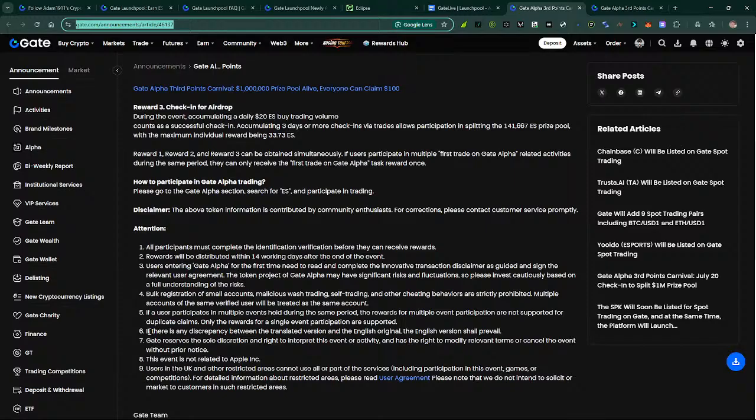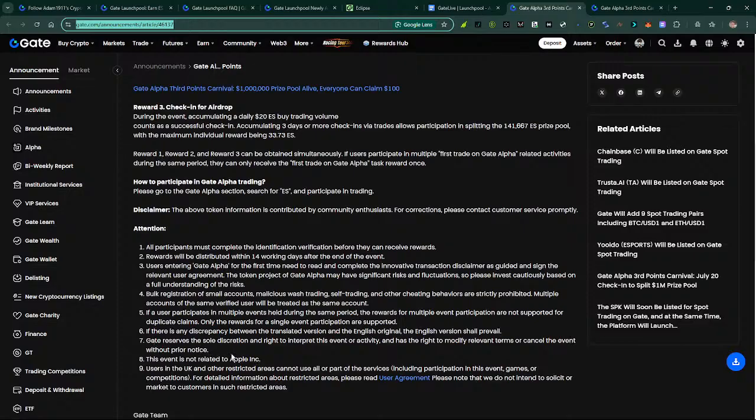Okay, so the sixth attention is like if there is any discrepancy between the translated version and the English version, the English version shall prevail. So we talked about it earlier as well. Okay, so if we find out that there is a difference in between the original one, specifically the English one, and the local one, just follow the English one. That's it.